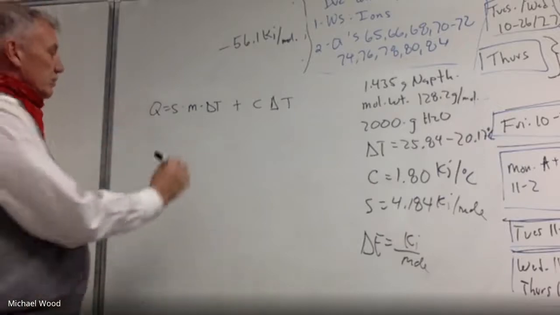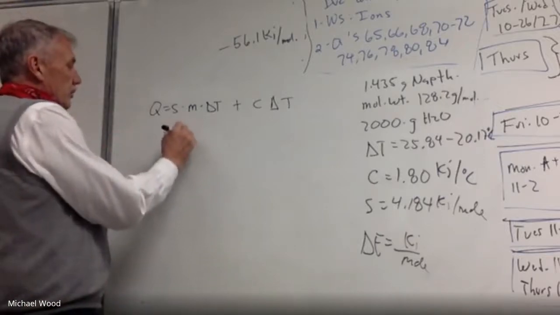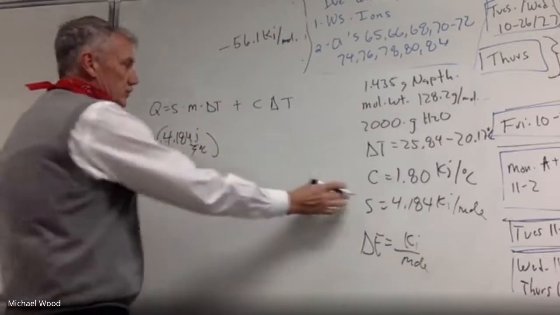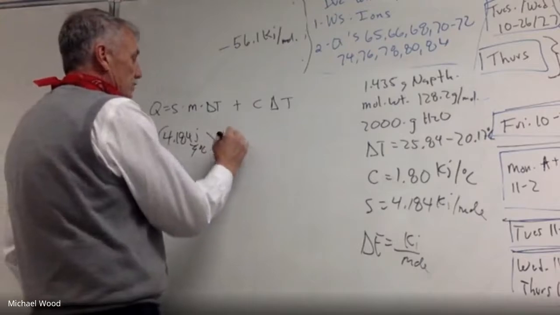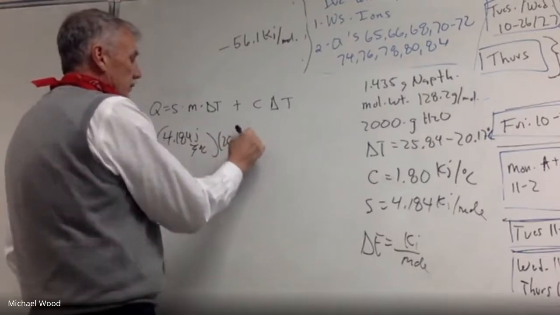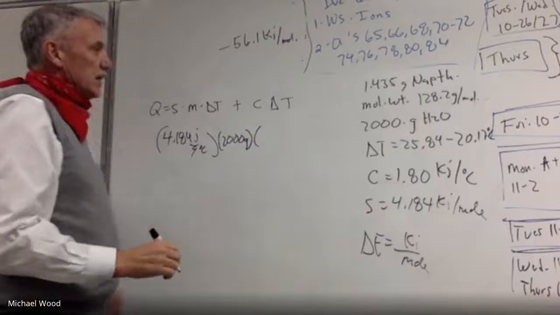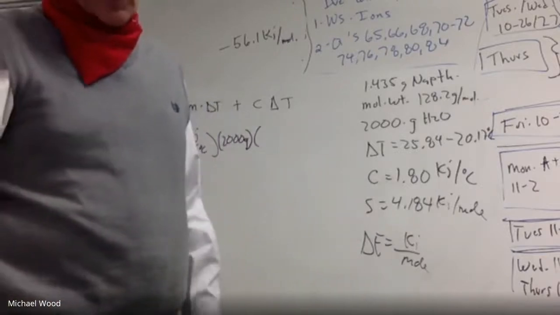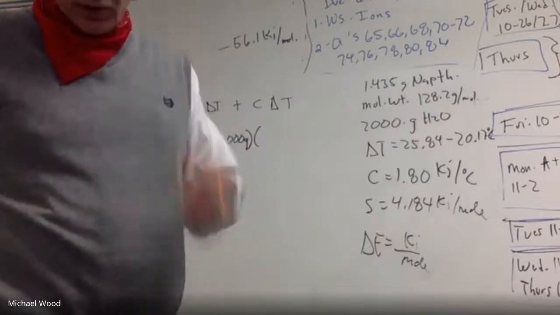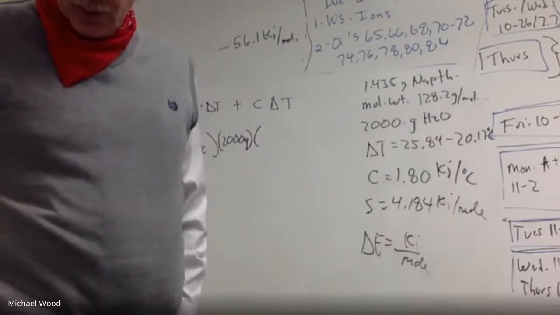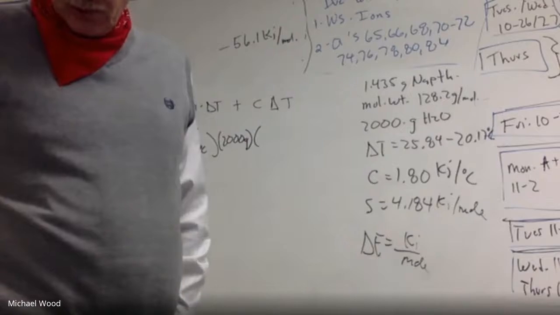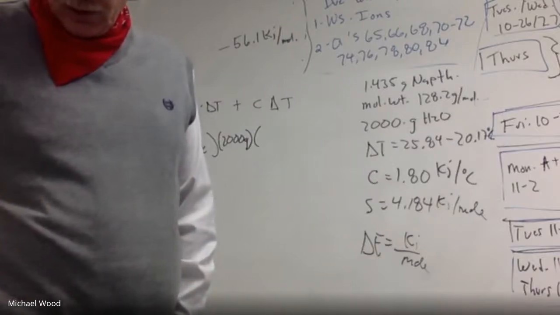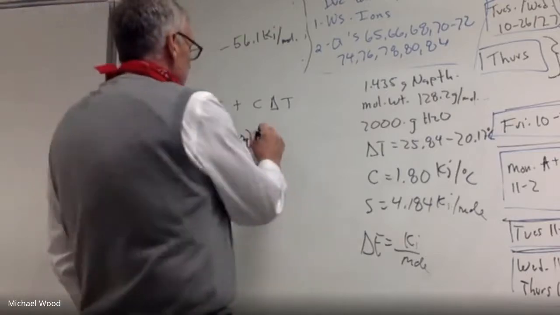So if I plug in the numbers, I've got 4.184, so there's the specific heat. The mass is 2,000 grams. And delta T is 25.84 minus 20.17, which is 5.67.